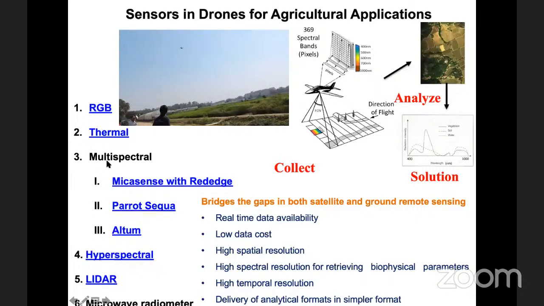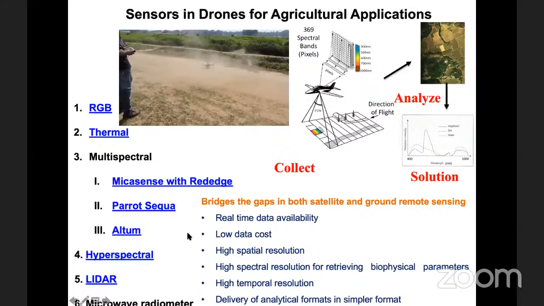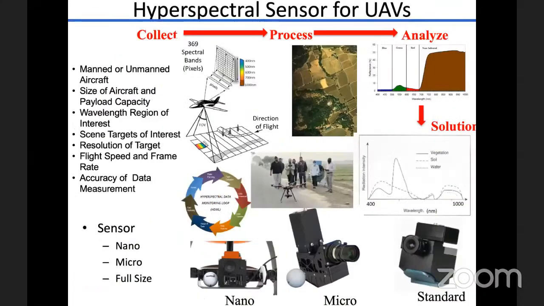The reason is that what we do at ground level with a single plant, we are doing at a larger scale and quickly. There is real-time data availability, low data cost, and high spatial resolution. You can change the sensors anytime you want, and generate that kind of data in a very simple format. These are our advanced sensors, and this is another advanced sensor we are trying out.